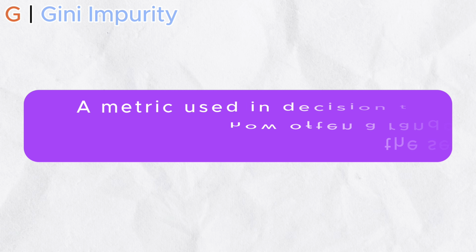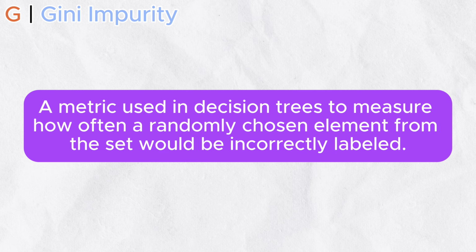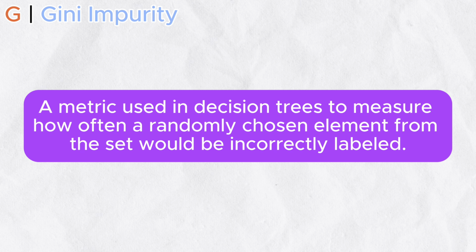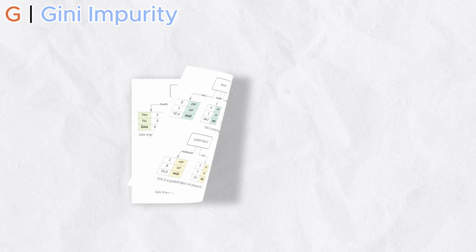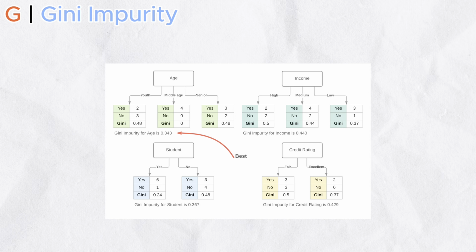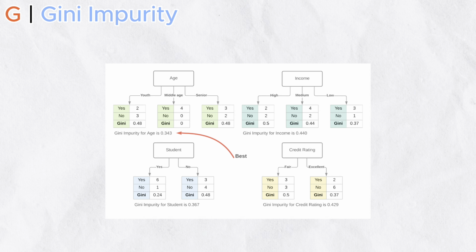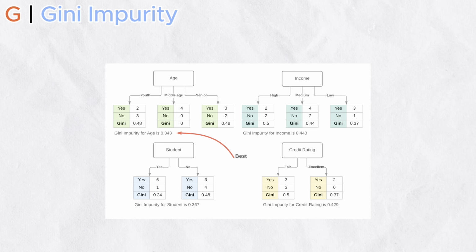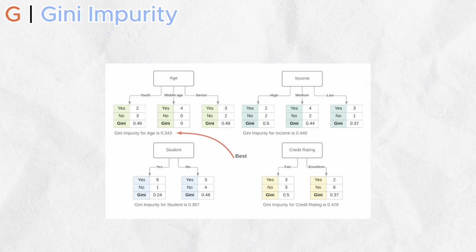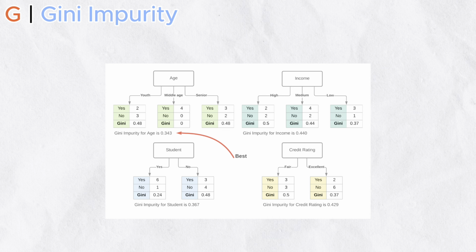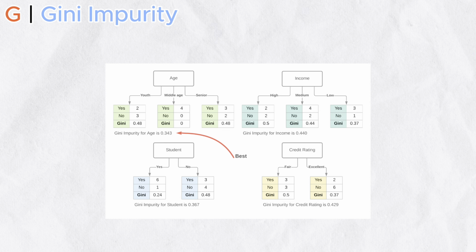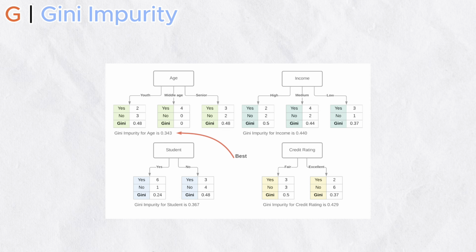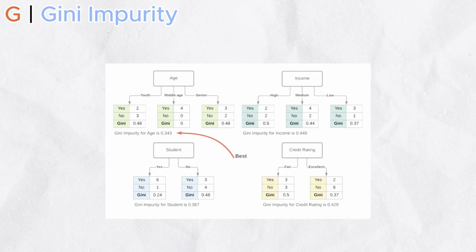G for Gini Impurity. Gini impurity is a metric used in decision trees to measure how often a randomly chosen element from the set would be incorrectly labeled. Gini impurity is a metric used in decision trees to determine which feature to choose that will give us the best split. When we are creating a decision tree, our goal is to go from an impure state to a pure state. Metrics like Gini impurity and entropy tell us how to achieve this.